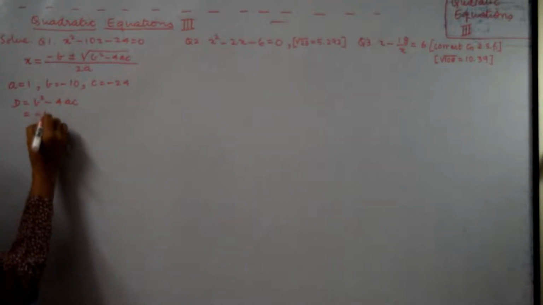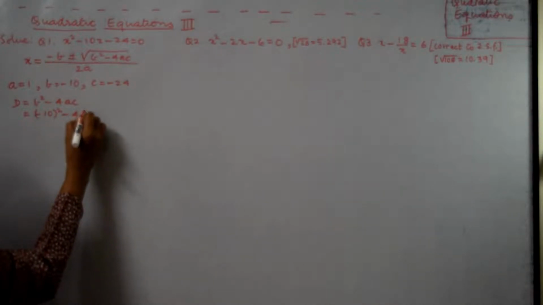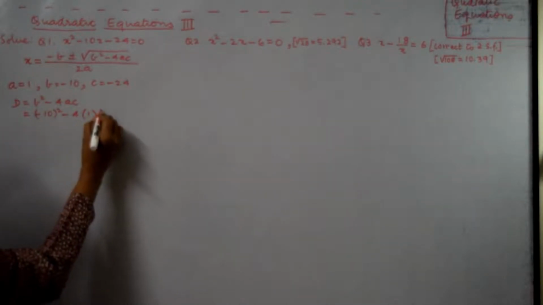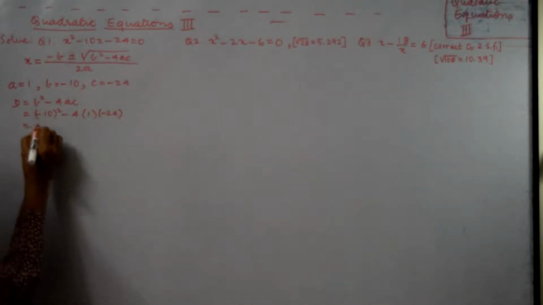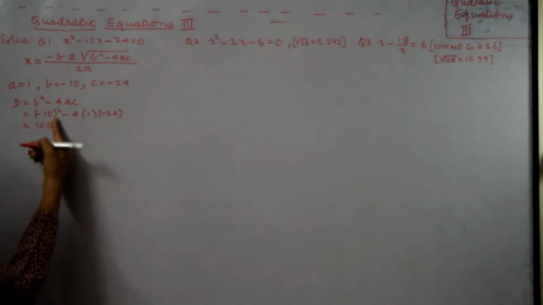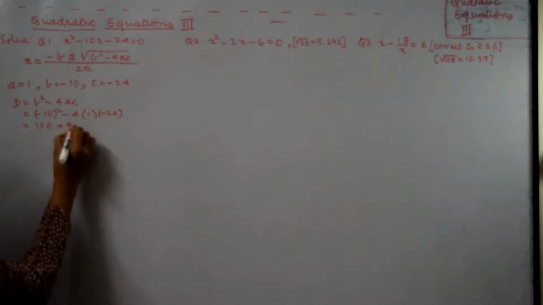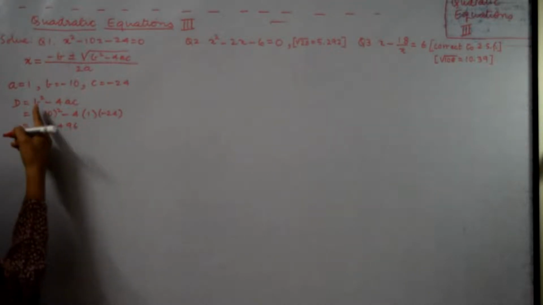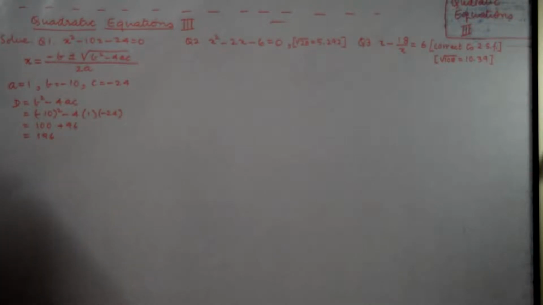So b squared becomes minus 10 whole square, minus 4, a is 1, c is minus 24, and so you will get here plus 100 as the square of 10. Minus into minus gives you plus 96, and your b squared minus 4ac value becomes 196.